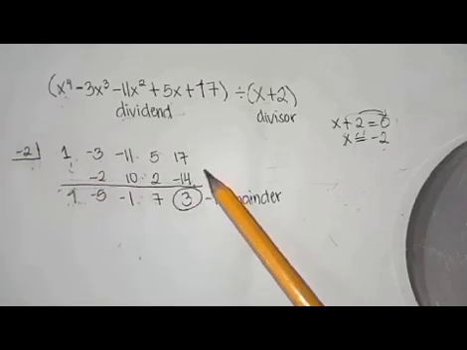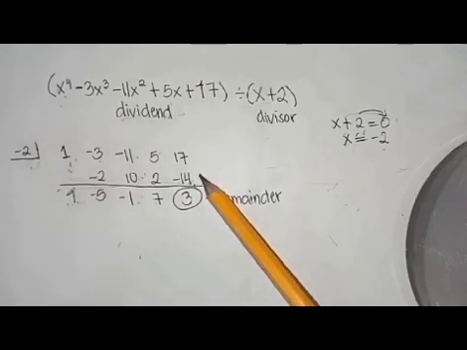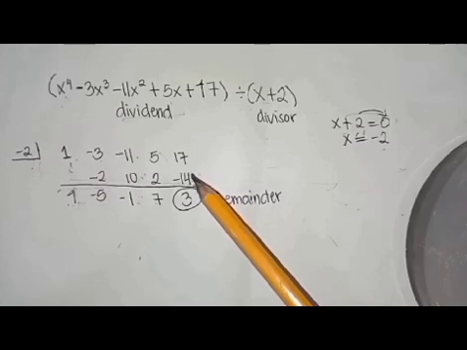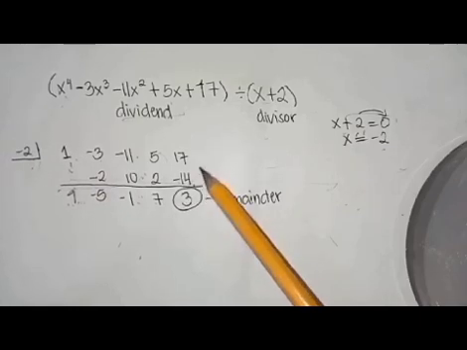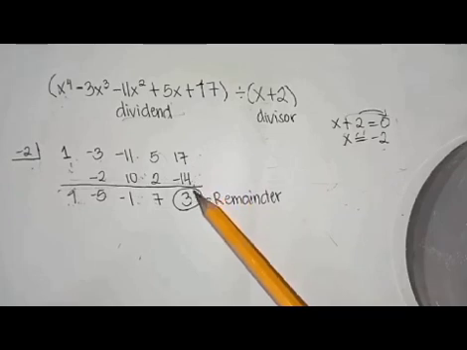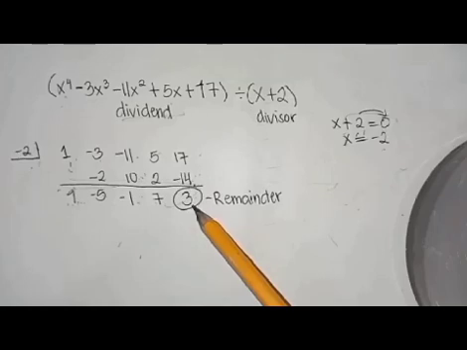So this is your last number, guys. Negative 14 plus 17 is equal to 3. So this is your remainder.